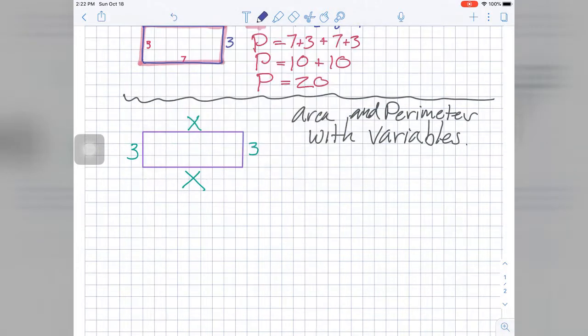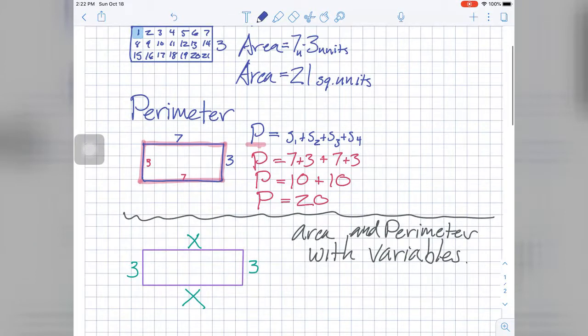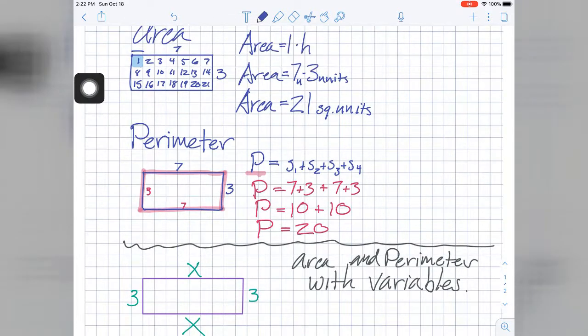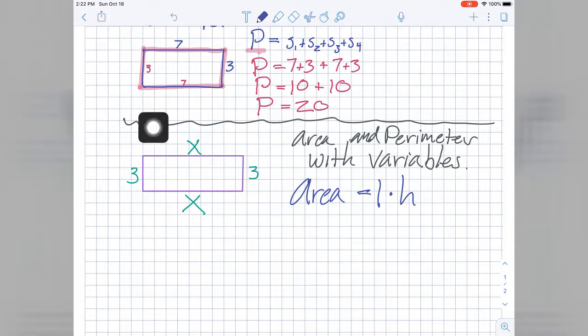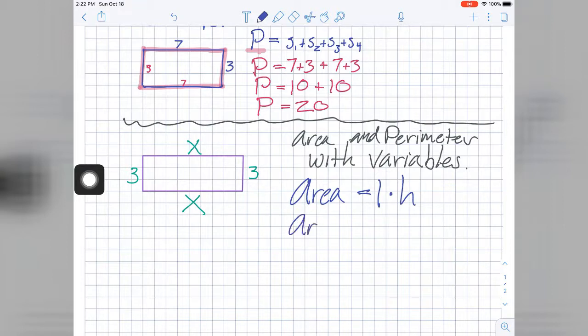The thing is that everything still works the same. Nothing is going to change. We talked about up here at the top that area is the length times the height. And in this case, the area is still equal to the length times the height. But I don't know what the length is. The length looks like it's an x here. The height is still definitely 3. So the area is going to be equal to, I know that the height is 3, and for x, because we don't have anything else, we're just going to do x times 3.